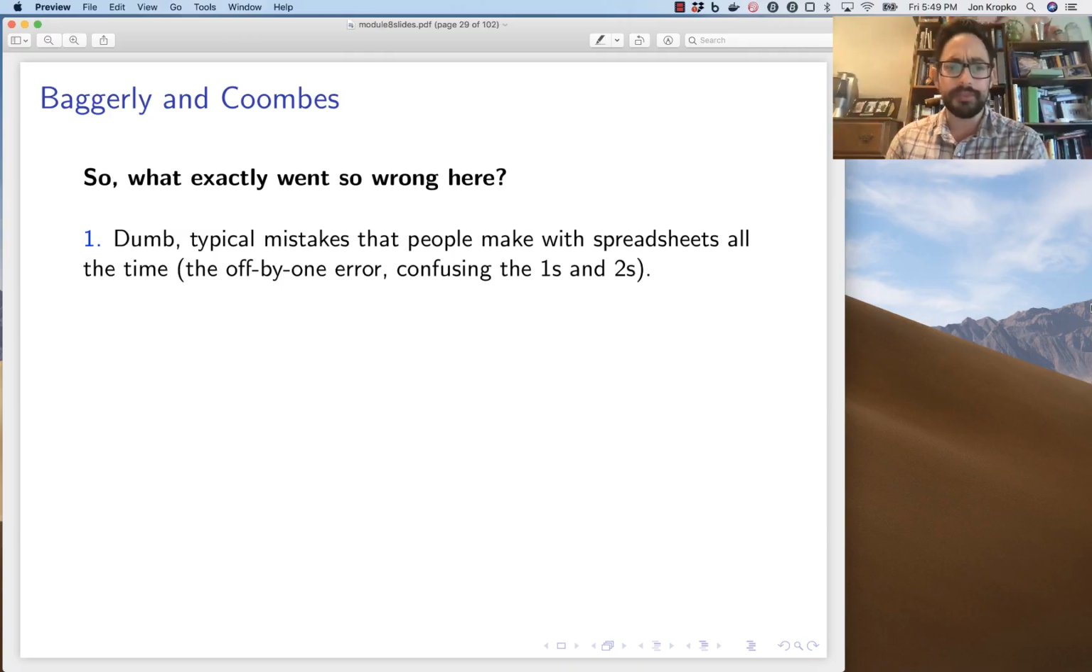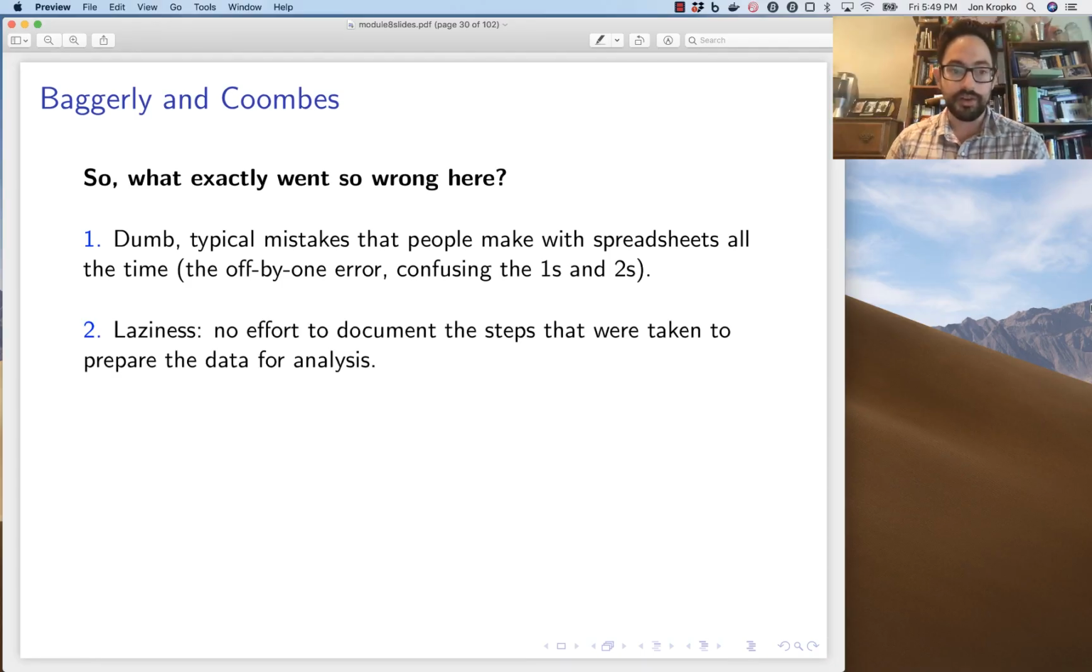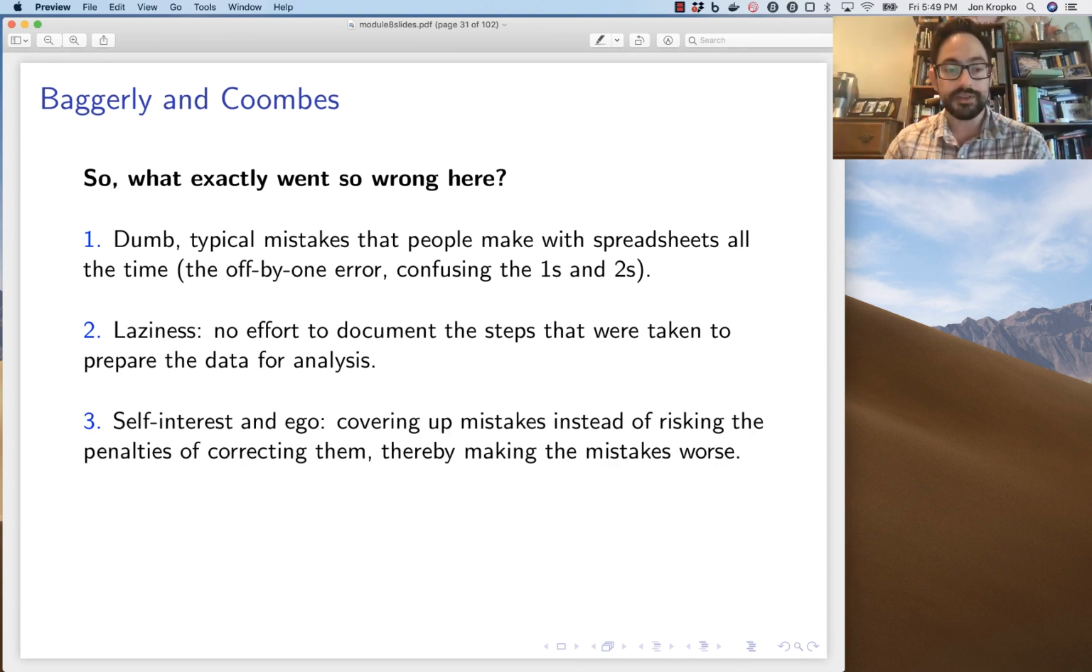First, there are dumb, typical mistakes that people make when they use spreadsheets, when they use Microsoft Excel. The off by one error, confusing ones and twos. Those are pretty typical kinds of mistakes. But there was also laziness. There was no effort to document the steps that were taken. So even if they were working in Excel, if they were meticulous about documenting their steps, it could have been caught much easier and fixed. Then there was self-interest and ego that kicked in, covering up the mistakes instead of risking the penalties for correcting those mistakes. And it made matters worse.